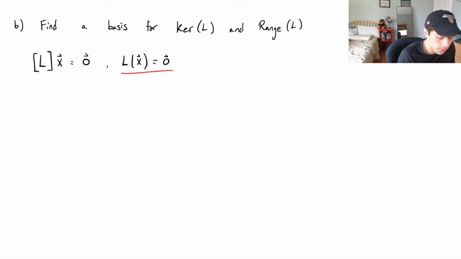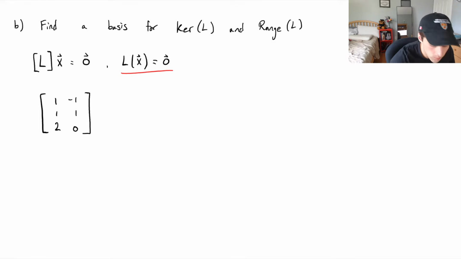row reduce this, and then we'll interpret the results from there. So let's set up a matrix, right? So we already found what our matrix was, our standard matrix. It was this 3x2 matrix right here. So now let's row reduce this, and I'll go through this somewhat quickly.